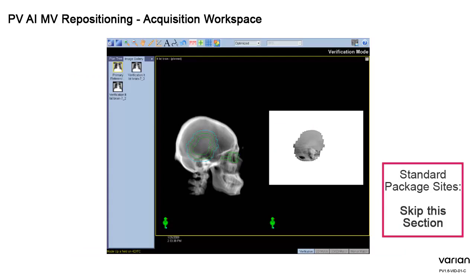If you do not have the MV repositioning package, please feel free to skip ahead for a review of how to perform image recovery and other tools available in PVAI. Let's take a look at the two other match options available with MV repositioning: 2D and marker match.